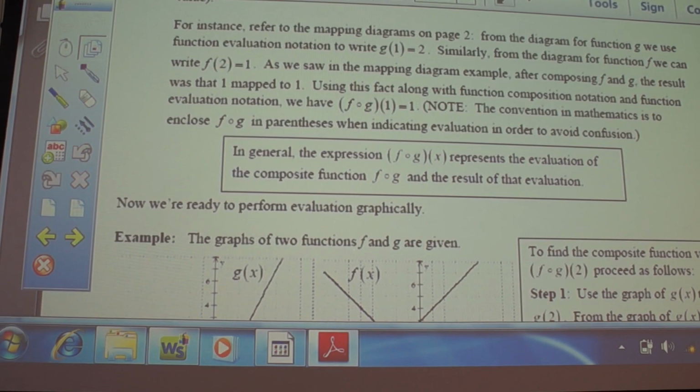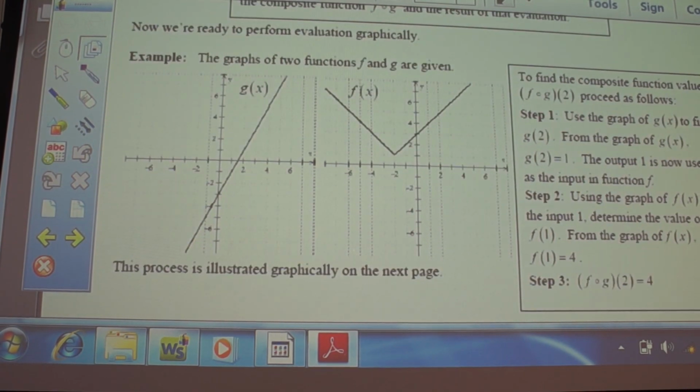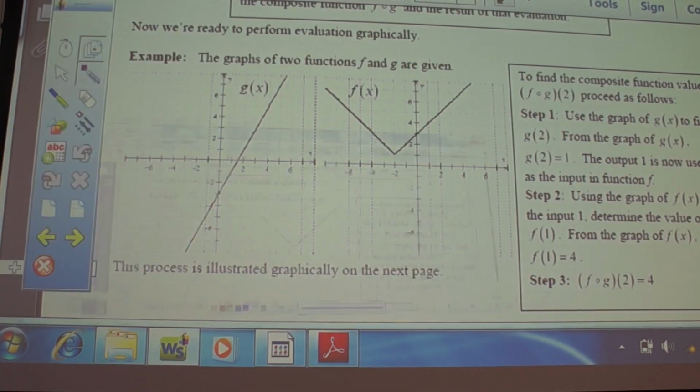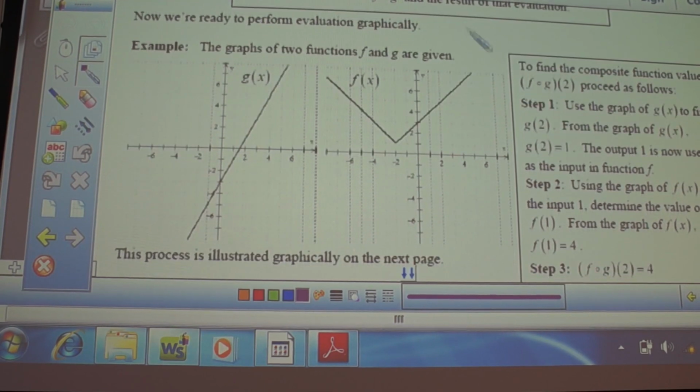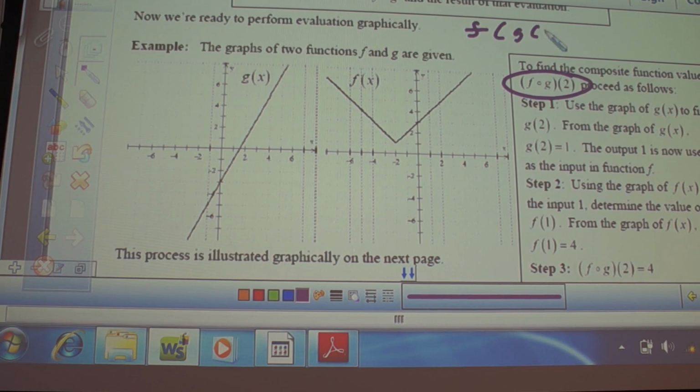Let's take a look. We're going to do this graphically. So here, I want f of g of 2. First I'm going to rewrite this as f of g of 2, because that just makes my life easier, right? So let's find g of 2. Here's g on this side. G of 2. So g of 2 is equal to what?